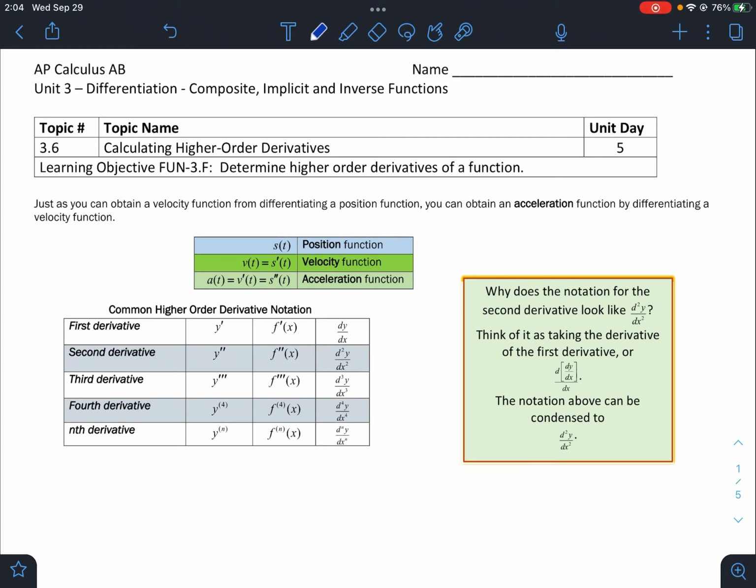In this lesson we're going to look at how to calculate higher order derivatives. So not just a first derivative, but talking about a second derivative or third derivative or anything after that. Okay, let's start with talking about something that we're going to talk about a lot moving forward here. The position of an object.